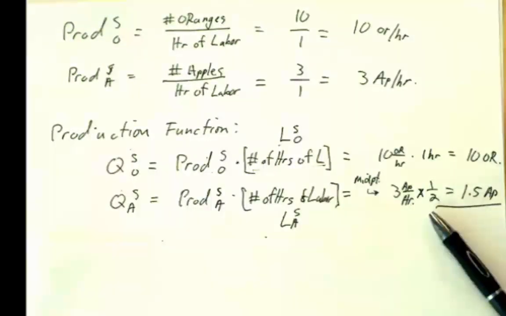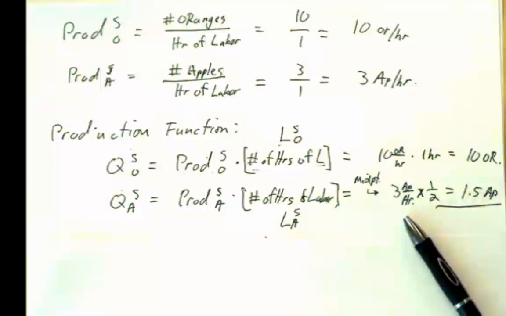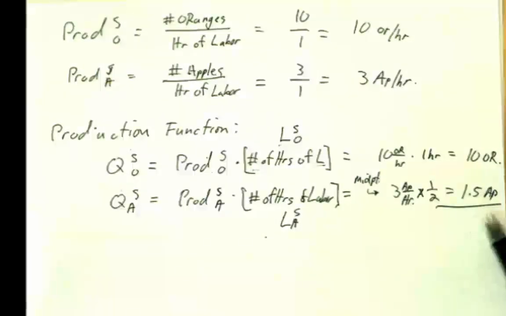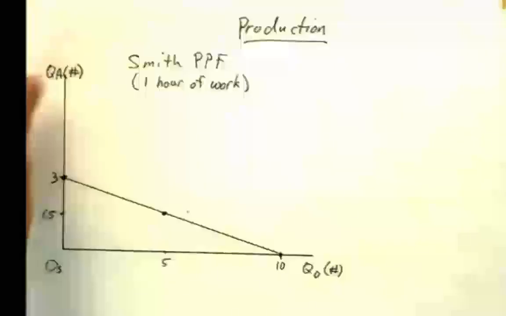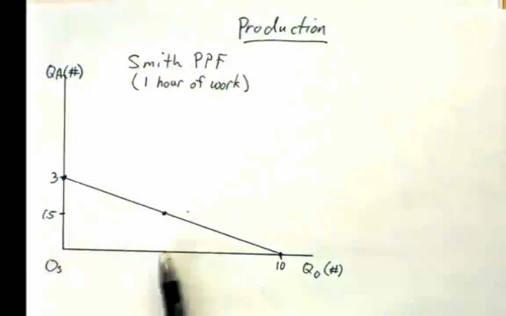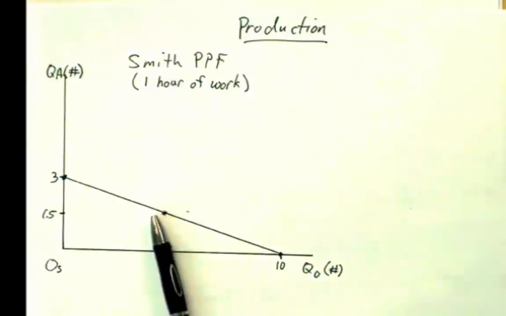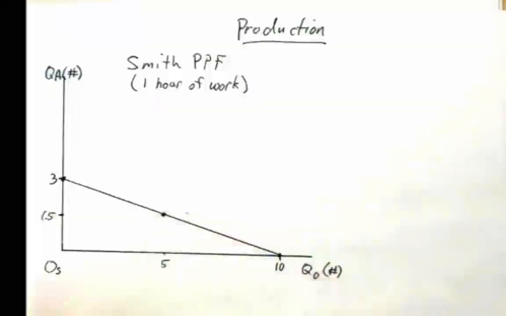Now, over here, I'm going to apply the production function for apples, but I'm going to plug in a different amount of labor. So what if his productivity is 3 apples per hour, and he only applies a 1/2 hour of labor to the production of apples? How many apples can he produce? Well, we just multiply the two numbers together to get 1.5 apples. That corresponds to this point right here. If he devotes 1/2 of his time to the production of apples, he's going to be able to produce 1.5 apples. If we plug a 1/2 into the production function for oranges, we're going to see that he can produce 5 oranges. So with those two production functions, we can identify all of the different production possibilities that are going to lie along this particular line.